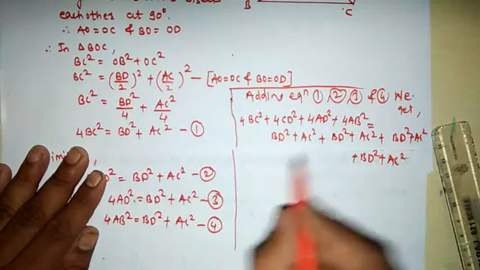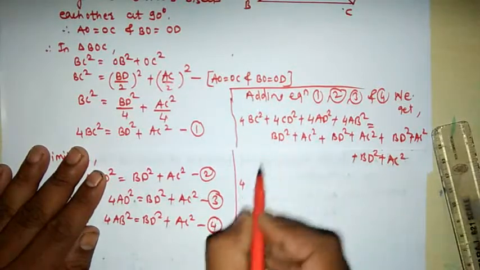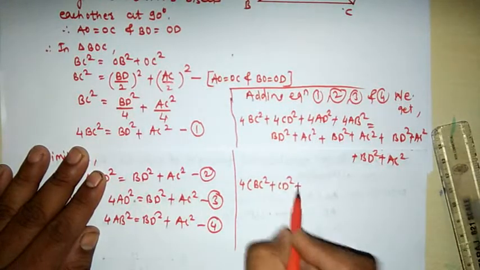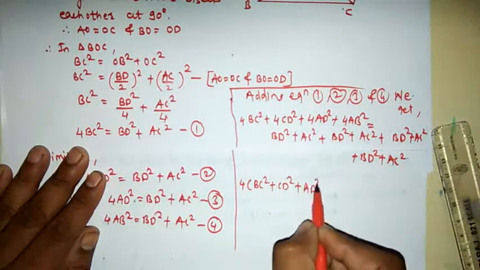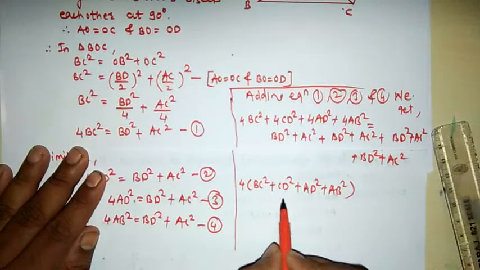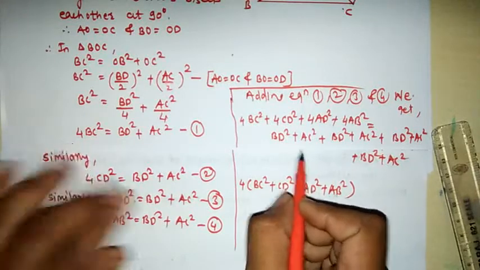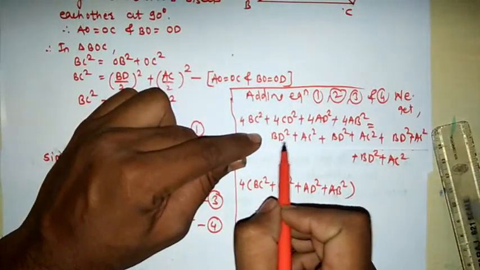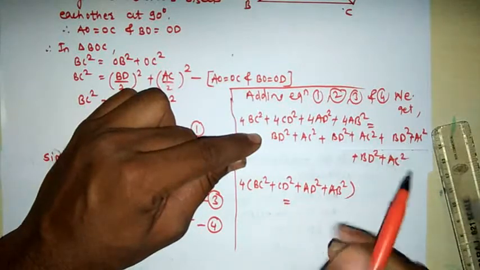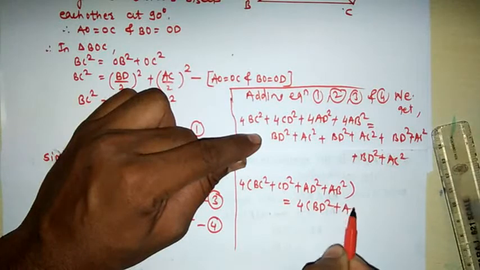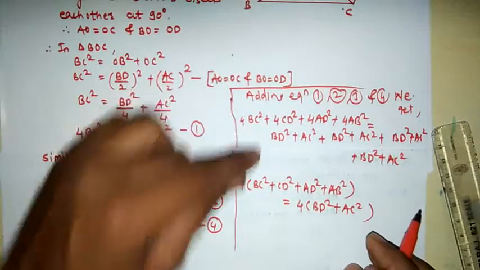From the LHS, can we take the 4 common? Yes, I will take 4 common from the LHS. We will get in a bracket BC square plus CD square plus AD square plus AB square, which is equal to, see here, BD square plus AC square how many times? 1 time, 2 times, 3 times, and 4 times. We got 4 times BD square plus AC square. I can write it like this.